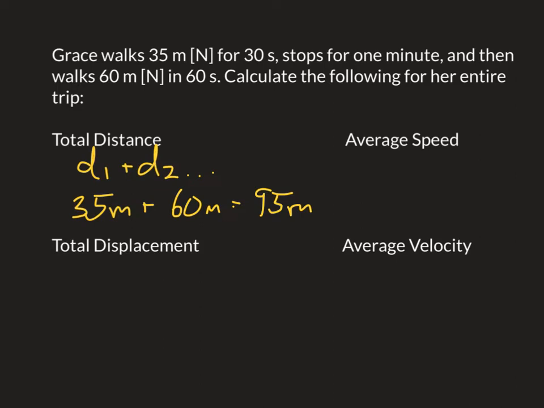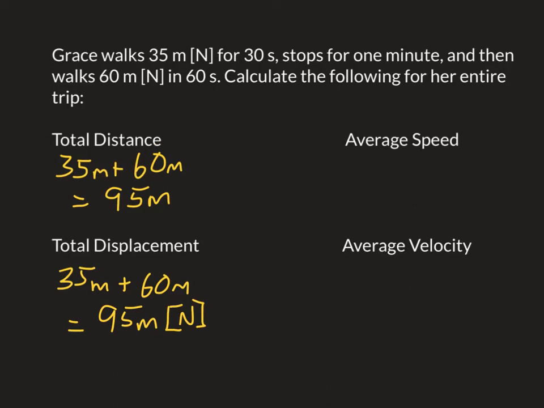Then we go to total displacement. So same thing, except now we have to watch what direction she went. All right. So here she went 35 meters north. So we're going to use a positive 35. And then she continued 60 meters north. So we're going to continue to use positives. Okay. So again, I'm going to go 35 meters plus 60 meters. When I add those together, I get 95 meters. But now I need to make sure I include the direction that it traveled in, which was north.